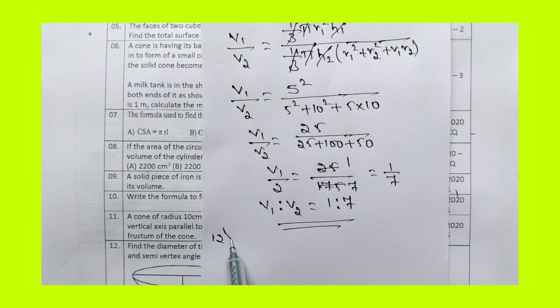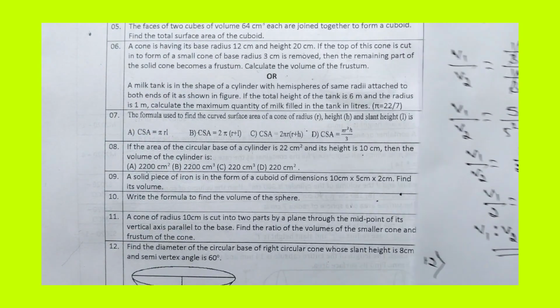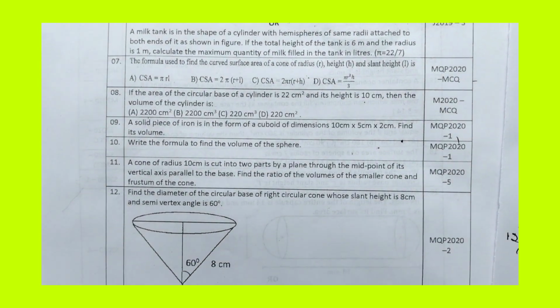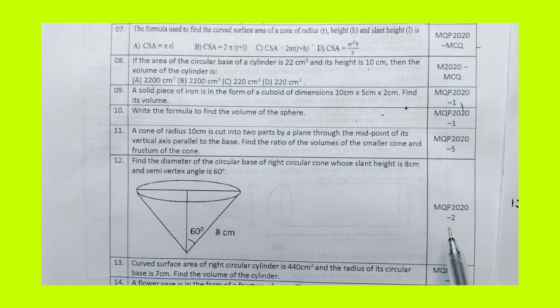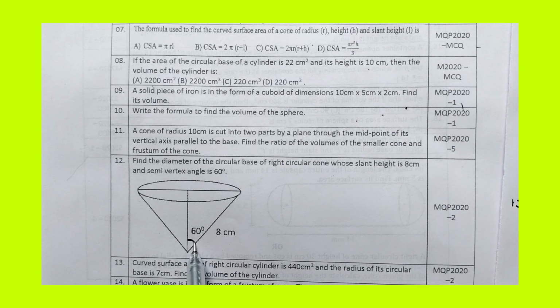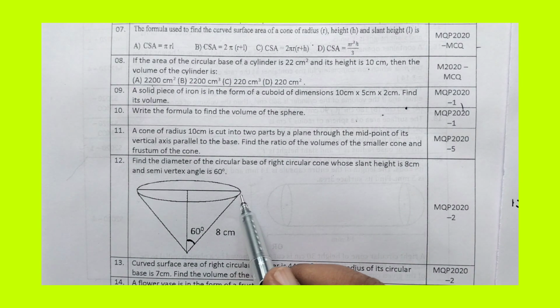Now let us move for the 12th question. So the 12th question is like this. Here they have given one figure. This is 2 marks question. So find the diameter of the circular base of right circular cone whose slant height is 8 cm and semi-vertex angle is 60 degree. ಈ semi-vertex angle 60 degree ಅಂತ ಕೊಟ್ಟಿಯಾನೆ. ಈ slant height ಅನ್ನು he has given as 8 cm.